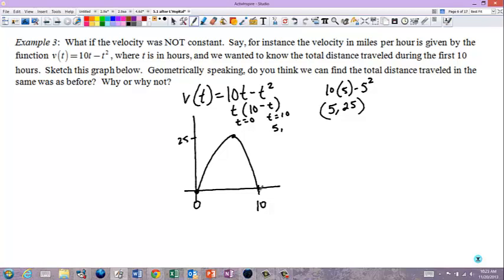What it's asking is, is the total distance traveled still the area between the curve and the x-axis? So is this the total distance traveled? And actually, yes it is, because we could find the area under this. The thing is, it's not a rectangle. We don't know how to find the area of this. So if we could divide it into a whole bunch of little rectangles, we could estimate the area under the curve, and we can actually estimate the total distance traveled.